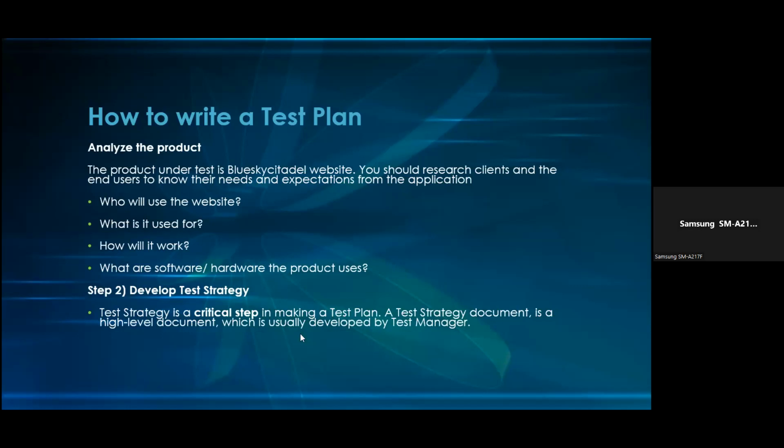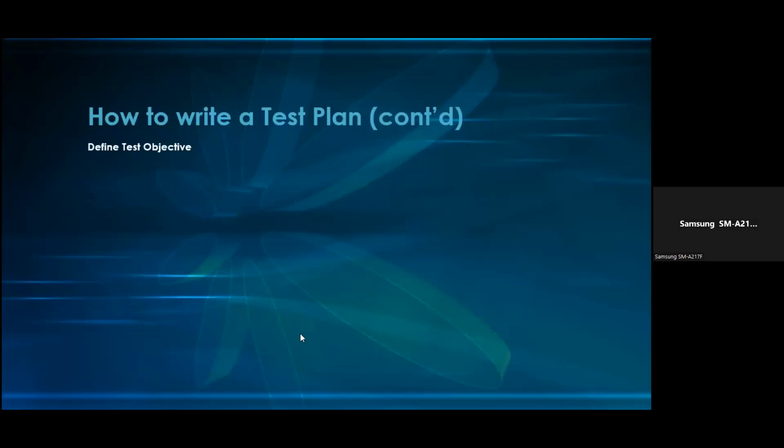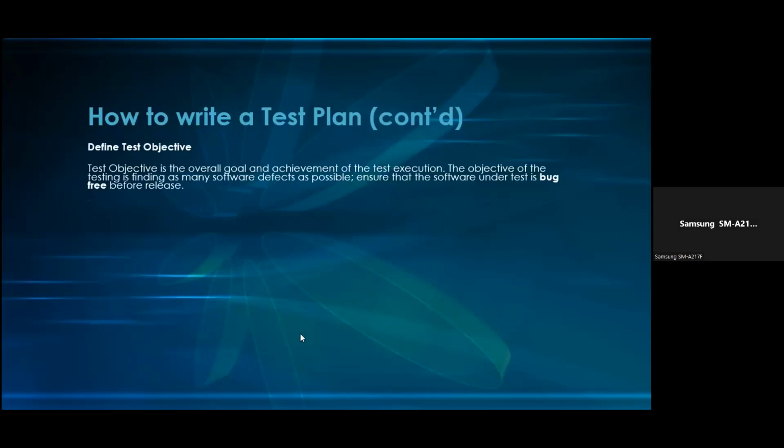Most of the time, it's meant to be conducted and also controlled by the test manager. As a test manager, I can tell you to go and write the test strategy. I would look at it, review it, we'll pair review it together. That's the way it works. So it continues, define the test objective.